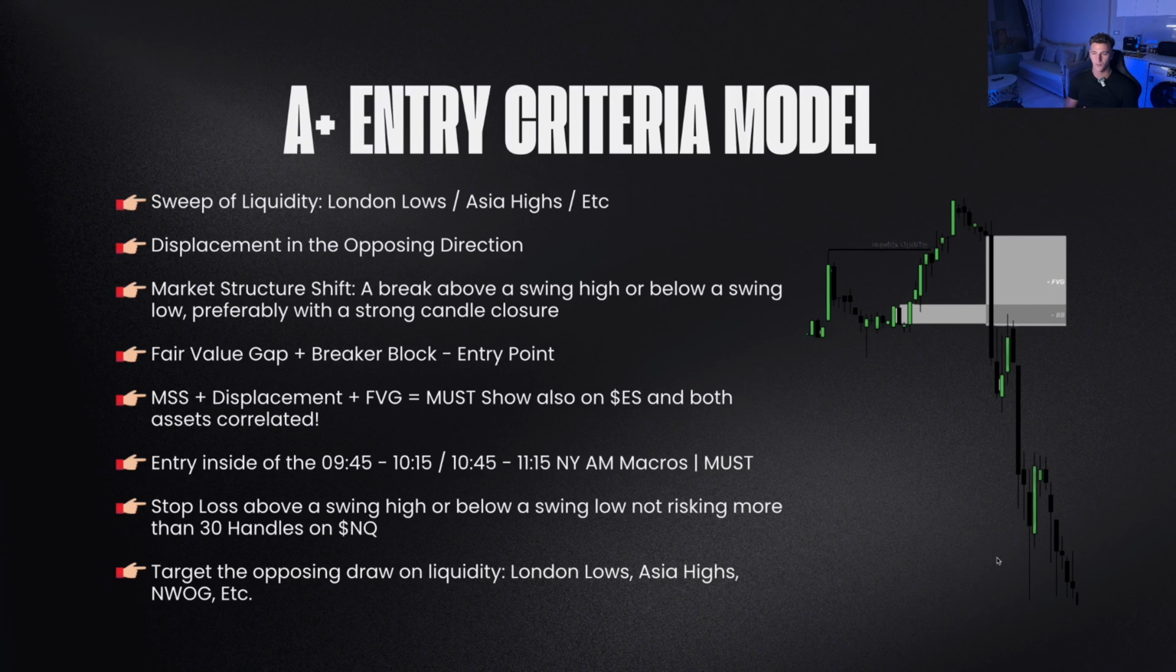So next, you want to look for a market structure shift, displacement, fair value gap. All of these things, they must show on ES. Both of the assets must be correlated. And if you see a market structure shift on NQ, but there's no market structure shift on ES, that's not valid. Same with displacement, same with a fair value gap. If there's a fair value gap on NQ, but there's no fair value gap on ES, there's no trade.